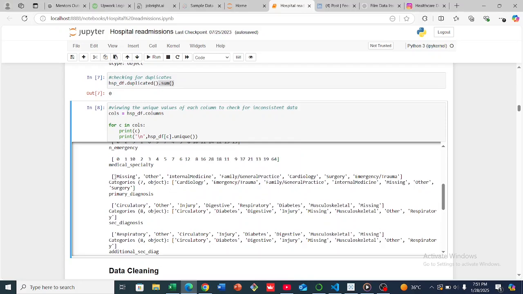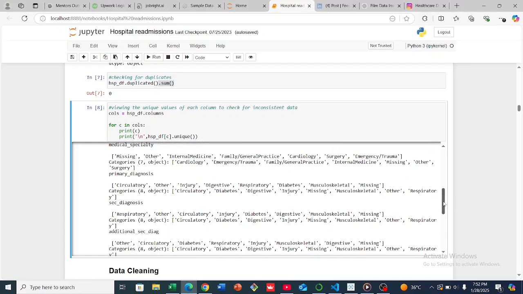For medical specialty, you see we have missing, other, internal medicine, family general practice, cardiology, surgery, emergency/trauma. Okay, and it shows us that we have 7 categories. So there was no inconsistent data for medical specialty. Same thing, you just go ahead and go through primary diagnosis, and you can see we have circulatory, other, injury, digestive, respiratory, diabetes, musculoskeletal, and missing. So there was also no inconsistent data for our primary diagnosis.